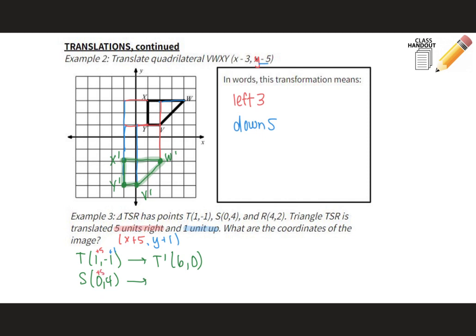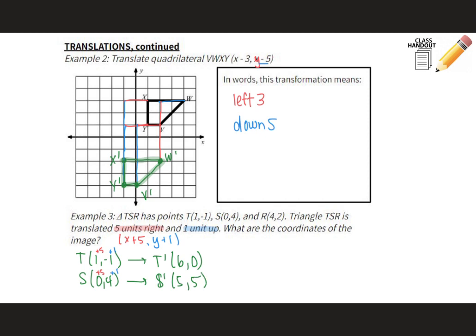We're going to add 5 to 0. So 0 plus 5 is 5. And then we're going to add 1 to 4. 4 plus 1 is 5. So S prime is going to be (5, 5).